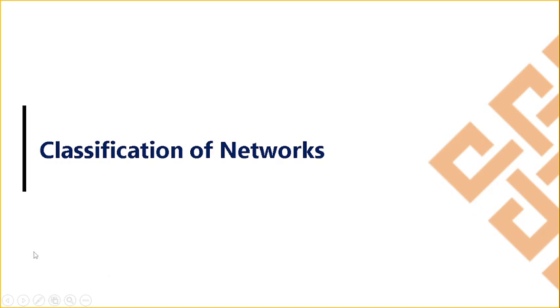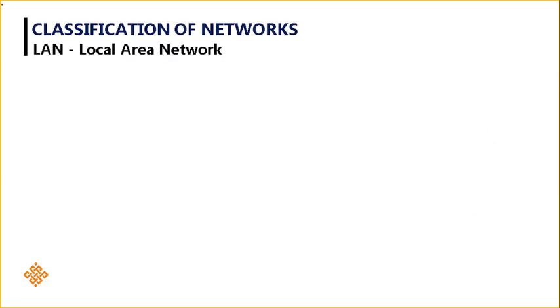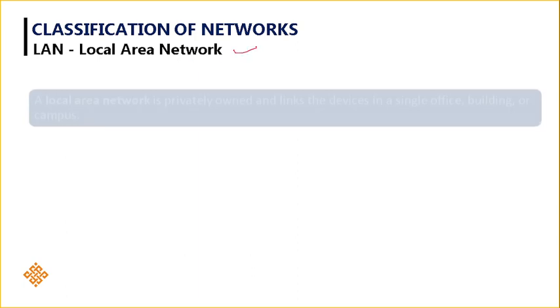In this video, I will be discussing a very simple topic, that is classification of networks. We have different types of networks. However, in this video, I am discussing two major types: one is local area network, the other one is wide area network. I am also mentioning a list of other different types of networks. Let's see the first type of network, that is local area network.